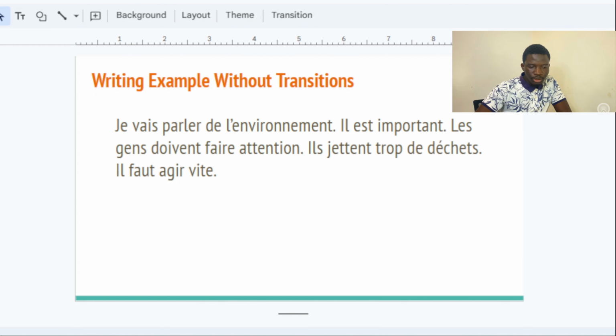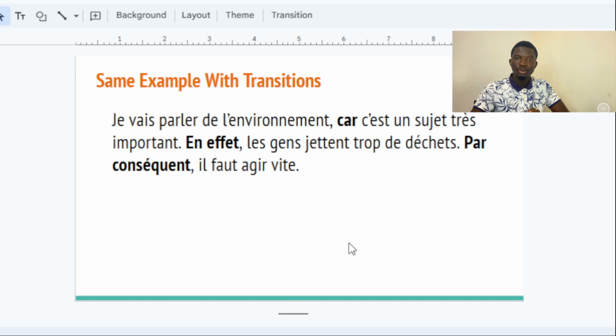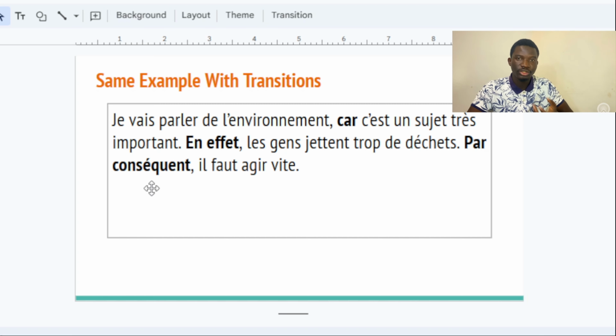Now let's compare it to the same paragraph but with transition words, right? Je vais parler de l'environnement car c'est un sujet très important. I'm going to talk about the environment because it's a very important subject. En effet, les gens jettent trop de déchets. In fact, en effet, we didn't see this one, but it's a very useful word. En effet, in fact, people throw too much trash. Par conséquent, il faut agir vite. Therefore, we need to act rapidly. Okay, so you see the difference.